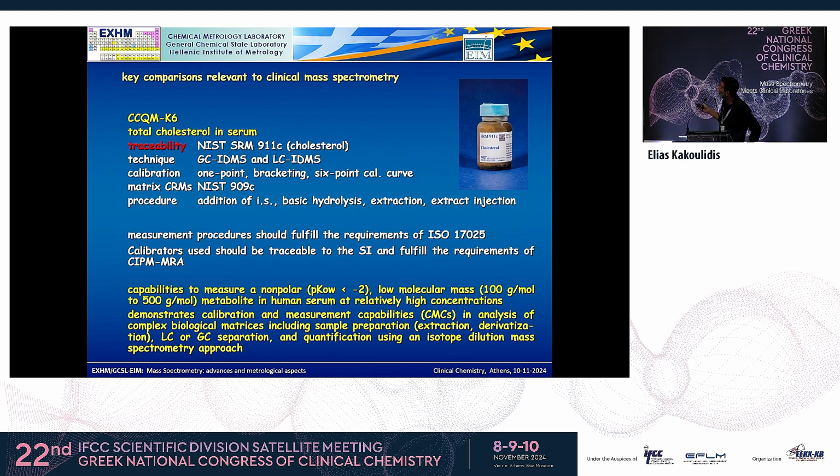The calibration that the institutes were using was 1 point, others used bracketing, others 6 points calibration curves. And they validated their methods using a matrix CRM, in this particular occasion NIST 909, which is a serum characterized for cholesterol. You see here the capabilities, that's to measure non-polar compounds in this particular area of concentration, metabolites in human serum.